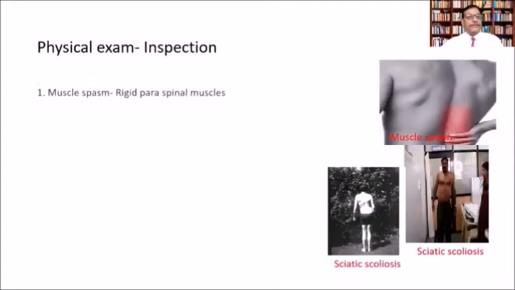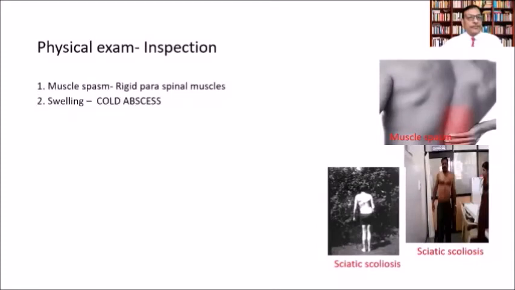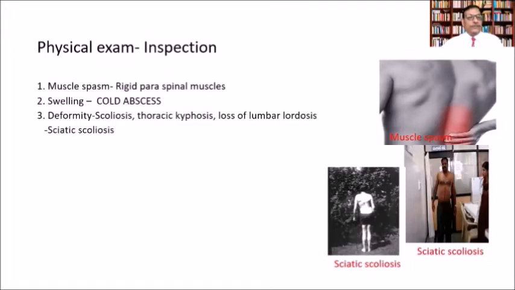When we examine physically, we'll see the muscle spasm. It is in the paraspinal muscles. Swelling is to be seen, usually in the paraspinal area. Deformity could be in the form of scoliosis, thoracic kyphosis, loss of lumbar lordosis, and sciatic scoliosis.